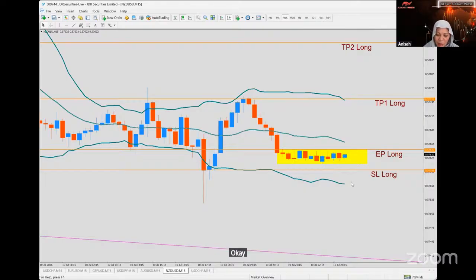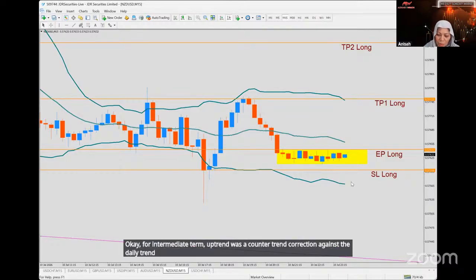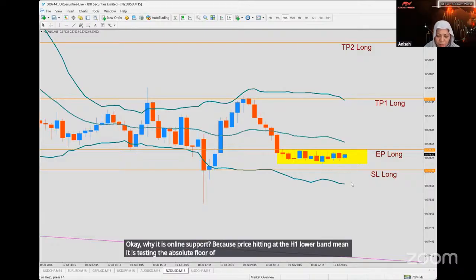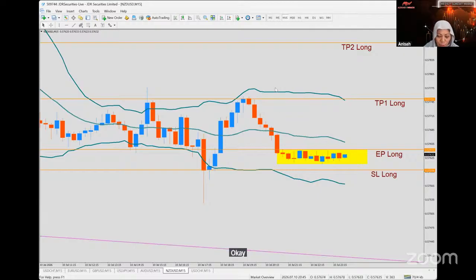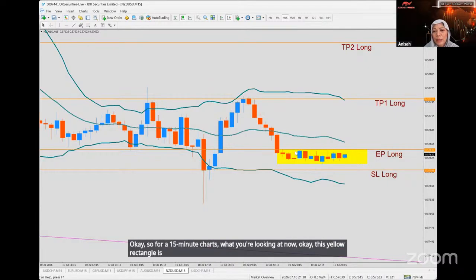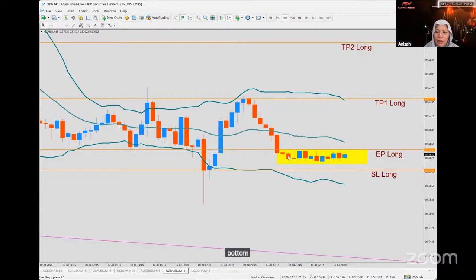For intermediate term, the uptrend was a counter trend correction against the daily trend, but it is now on live support. Why is it on live support? Because price hitting at the H1 lower band means it is testing the absolute floor of its upward correction. For 15-minute charts, what you're looking at now, this yellow rectangle is an area of bottoming consolidation. So the sellers are taking a rest.